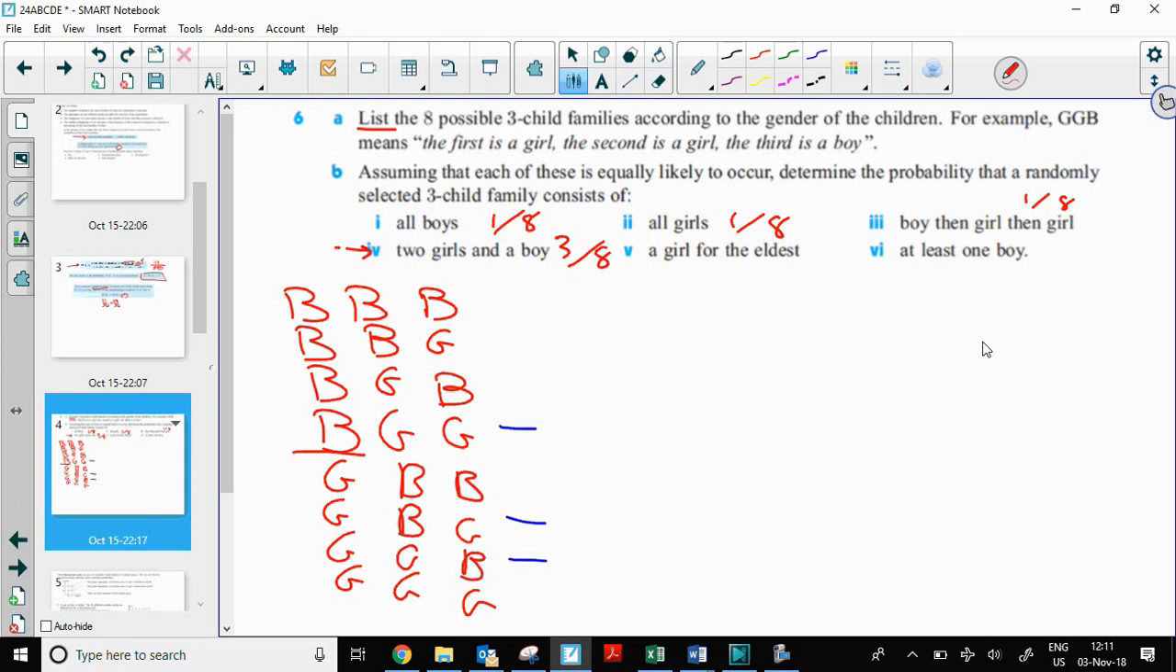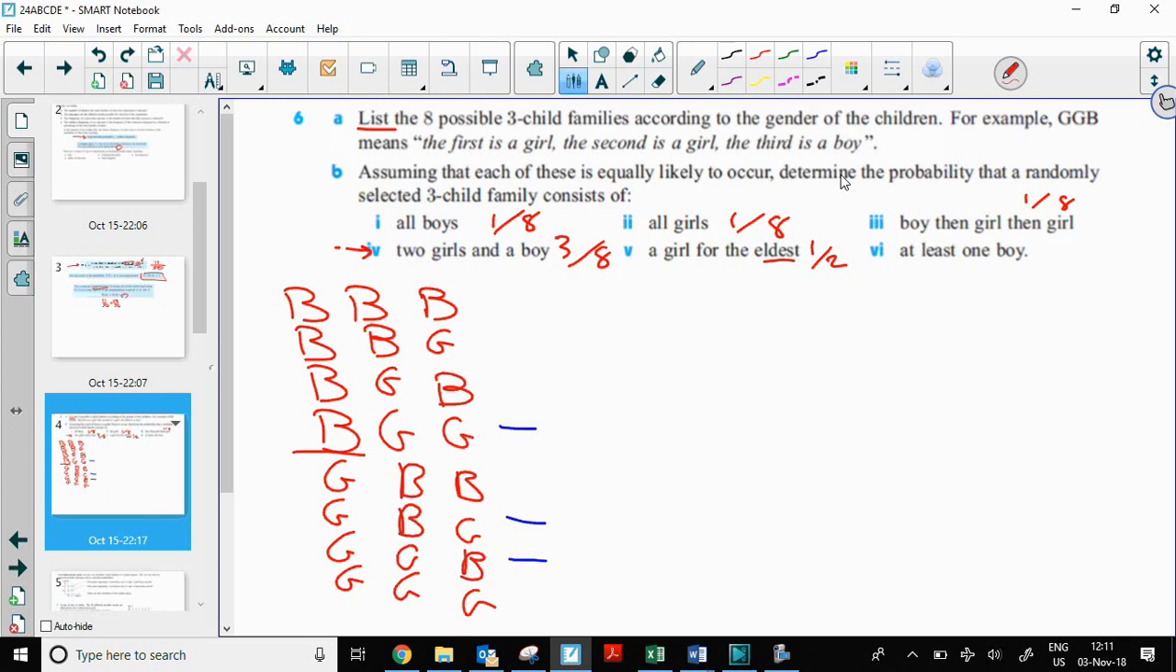Roman numeral 5, a girl for the eldest. That's obviously going to be 1/2. It doesn't matter whether it said eldest or youngest or middle child. That specific child, which this problem is asking about, was either a boy or a girl, so the answer has to be 1/2. And finally, Roman numeral 6, at least 1 boy.